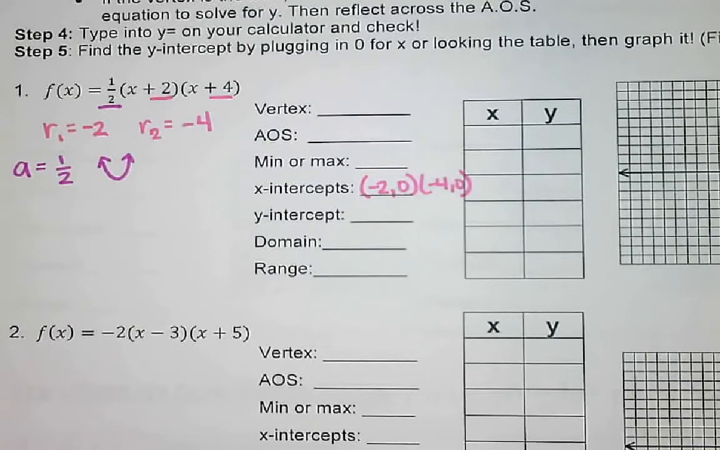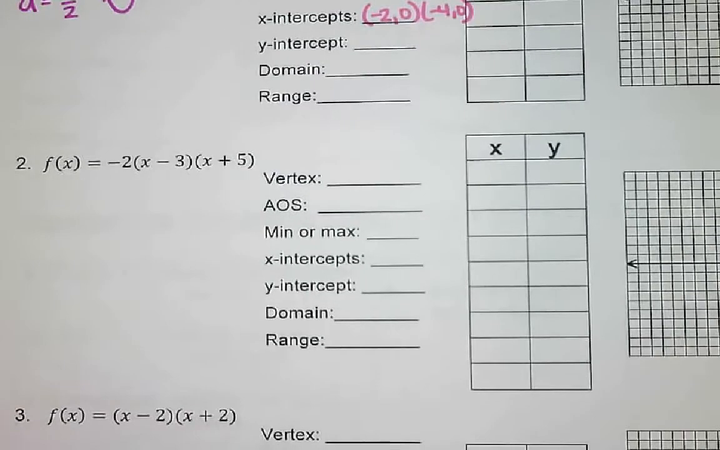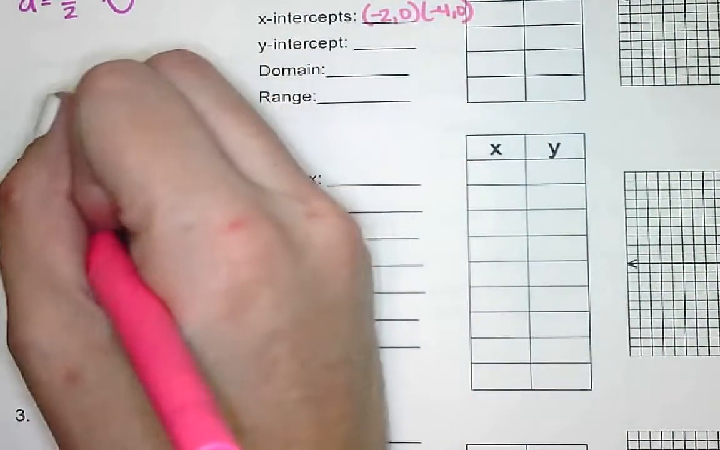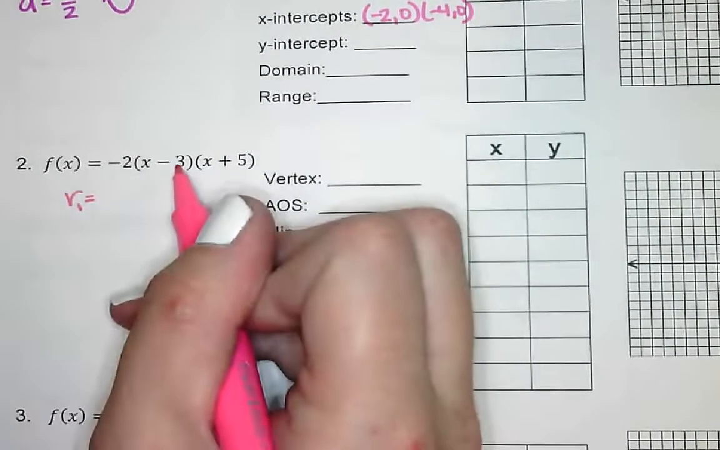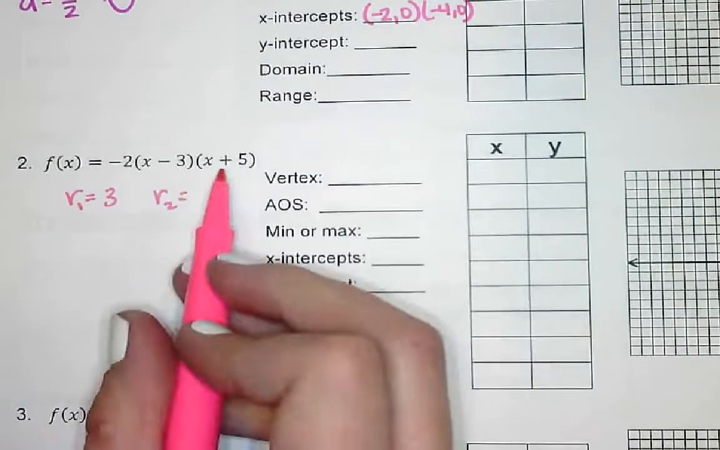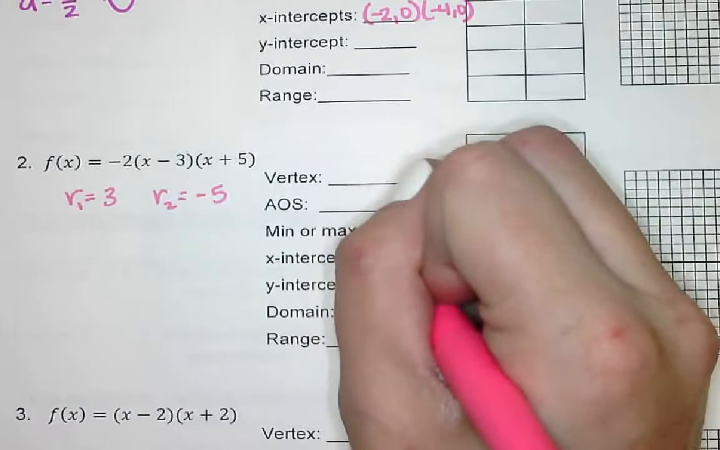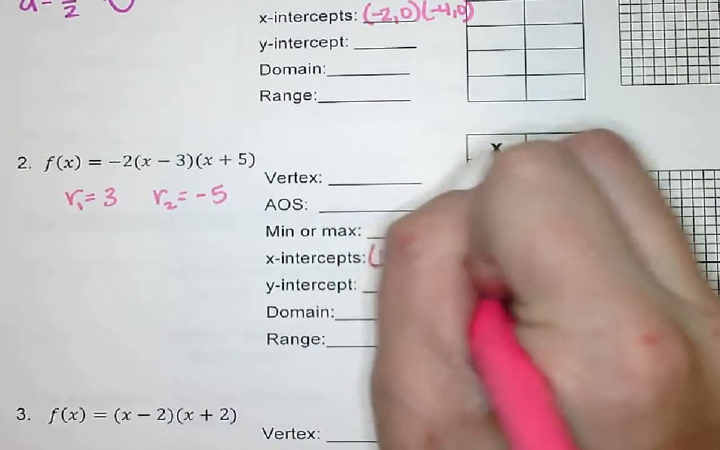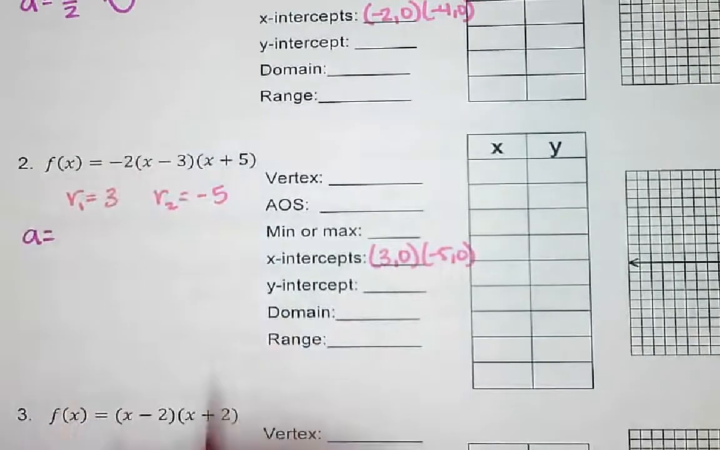So guys, for number 2 here, let's look at this. What would my roots be? What would be one of my X-intercepts? Positive 3. What would be the other X-intercept? Negative 5. Excellent. So that's 3, 0 and negative 5, 0. And my A value is negative 2. So it's going to be a sad face and open down. All right?